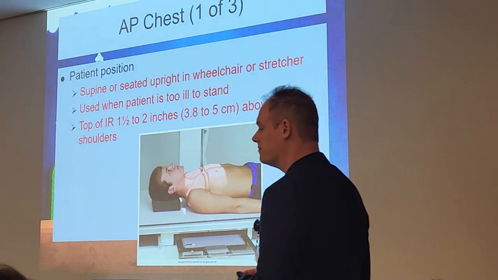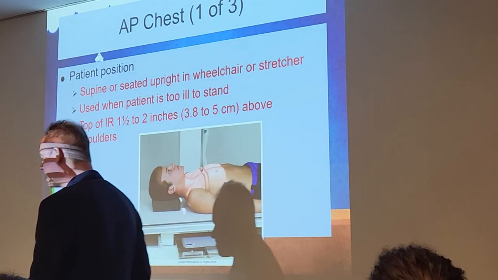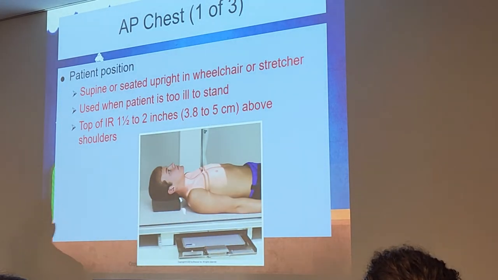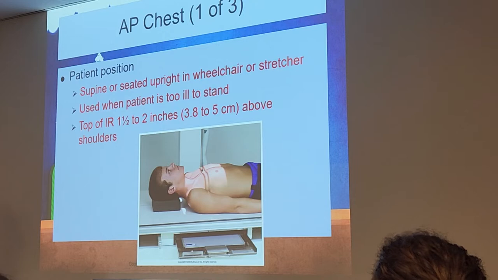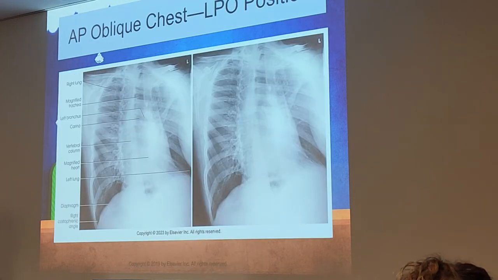Just want to clarify. So the AP, we're seeing the side that's closest to the IR. Correct. So if it's an LPO, then you want to see the left side. But in that picture, we're seeing more of the right side. So this is because they did not center well on this x-ray. You see how this is being cut off right here?